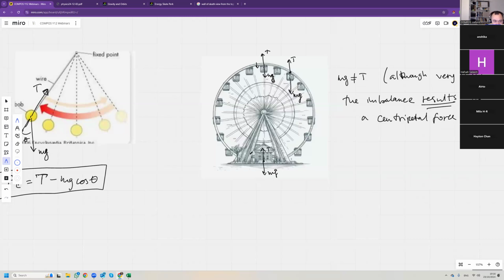This is a strange Ferris wheel. Is it going underground? Because if you continue this line, it sort of has to go underground. Okay, it has an underground section.